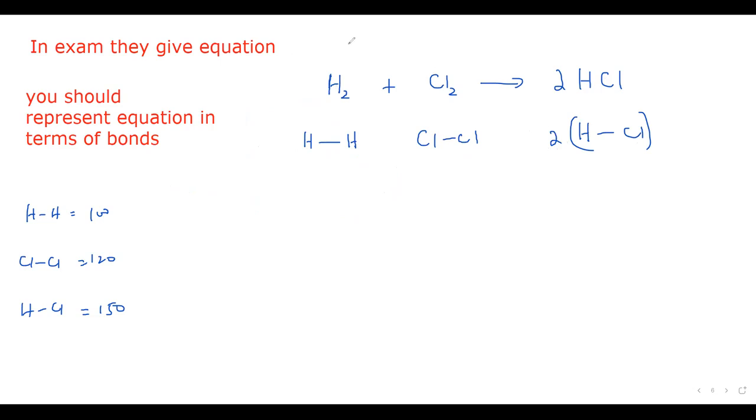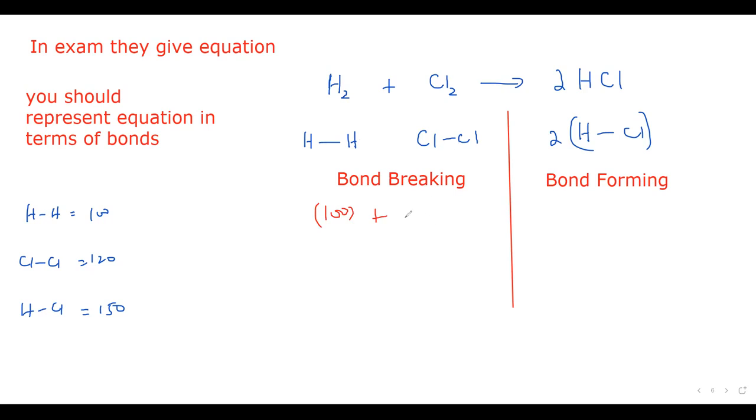So this is the first equation that was given, and what we did was change the equation in terms of bonds. The reactant side is the bond breaking side, and the product side is the bond forming side. The bonds we are breaking: the hydrogen-hydrogen bond, that is 100, plus the chlorine-chlorine bond, that is 120. 100 plus 120, that will be 220. And bond forming will be 2 multiplied by 150, so that's equal to 300.